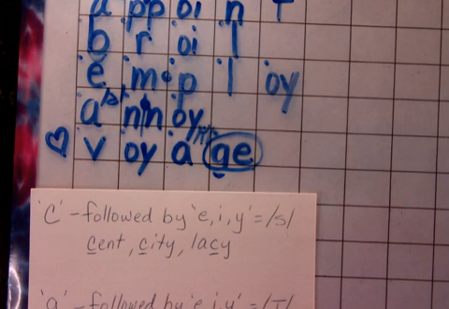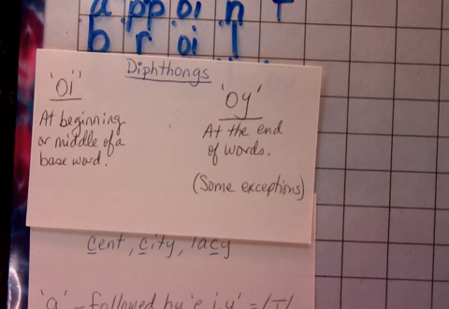Alright, I'm going to stop the video now. That is the words that have the OI sound, OI in the middle of the base word, and OY at the end of a base word. There are some exceptions, and the word voyage is one of those exceptions. Alright, let's pause, and then we'll do the OW sounds.